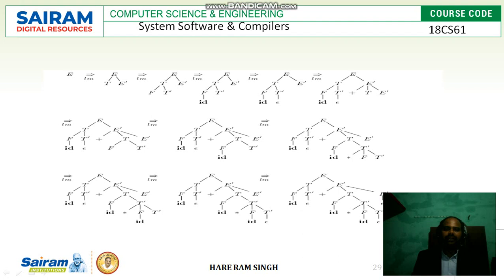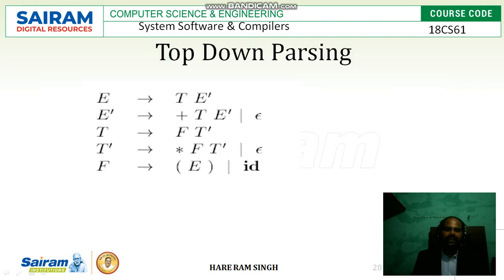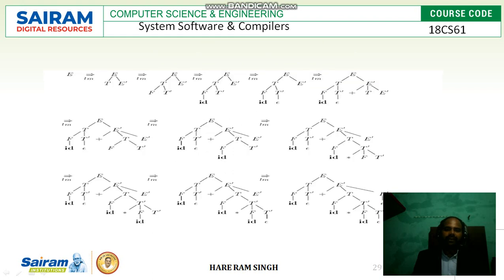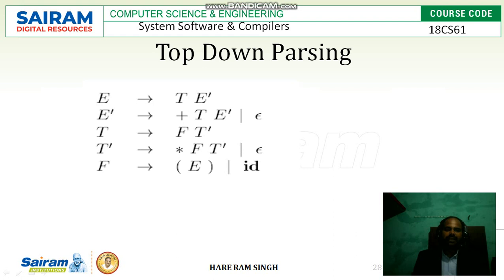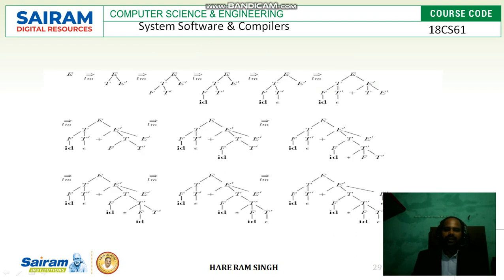Next non-terminal is E'. E' has +TE' or epsilon. If you put epsilon here, then we will get only id, but we need id +. So here we will replace E' with +TE'. So E' derives +TE'.